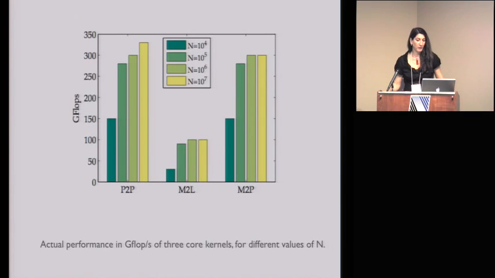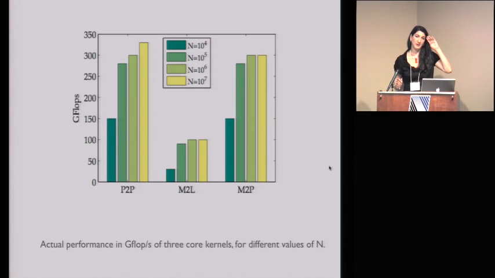These are actual performance measures for the different kernels. The P2P obviously performs very well. You can see in the order of 300 gigaflops for the P2P because it's very parallel. And also note that the multipole to particle also performs quite well on the GPU. The multipole to local, and here is the explanation why we get only a 30-fold speed up, is giving 100 gigaflops in this code.